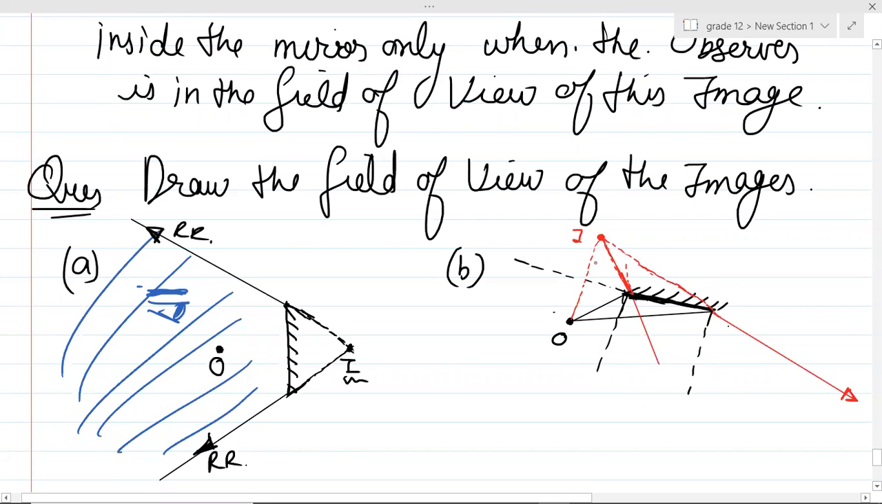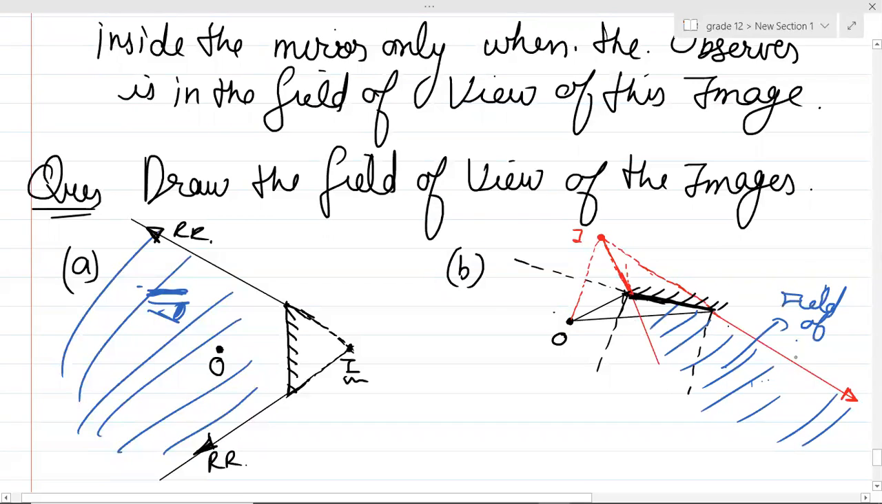Are you getting my point, guys? So can you see, guys, this region, this will be the field of view of image I. Is this clear, guys? Is this clear? Can you see, the image will still be formed and this thing will be there.